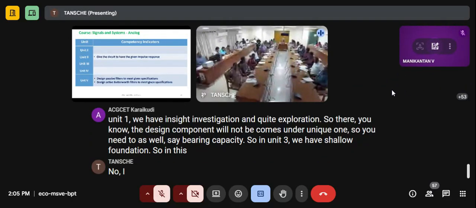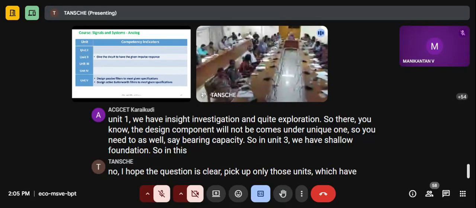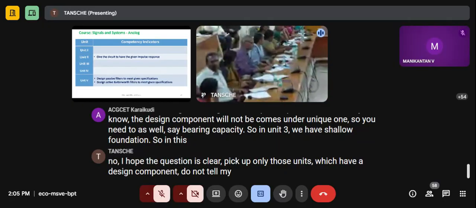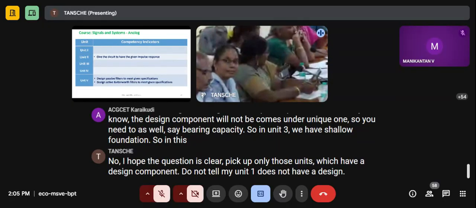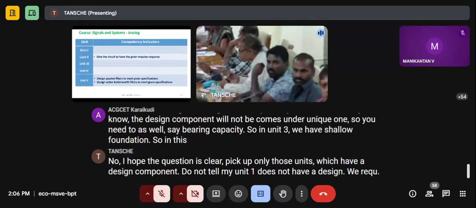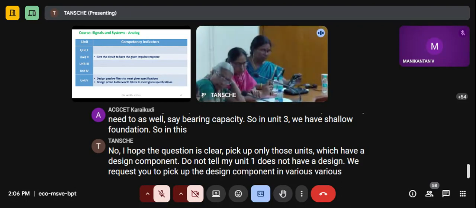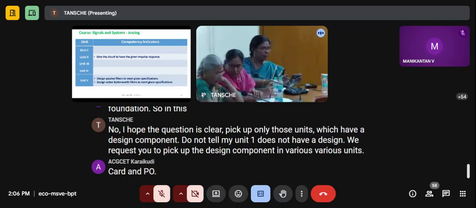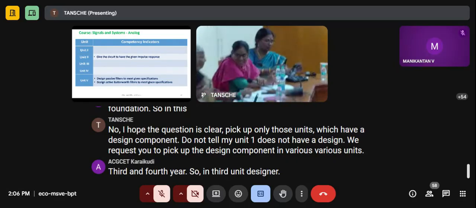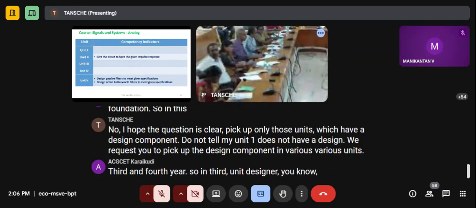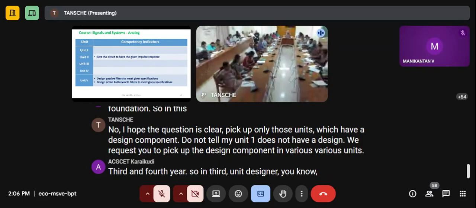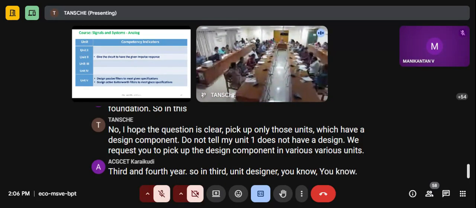I hope the question is clear. Pick up only those units which have a design component. Do not tell my unit 1 does not have a design. We request you to pick up the design component in various units, third and fourth unit. Highlight that. Yes, so in third unit, design and construction of shallow foundation. In unit 4, design and proportion of pile foundation.